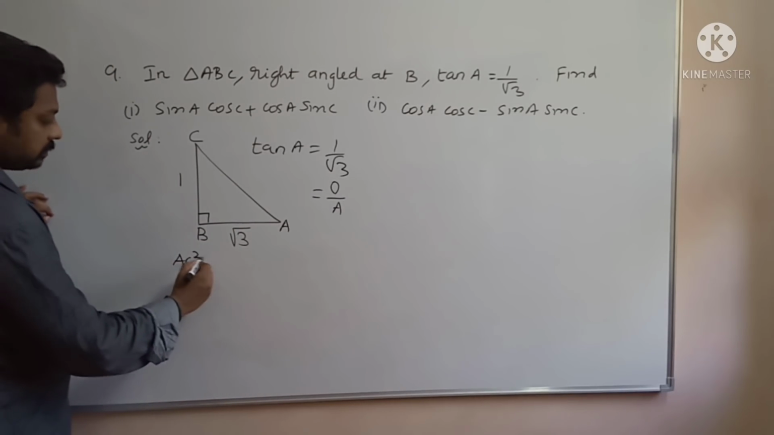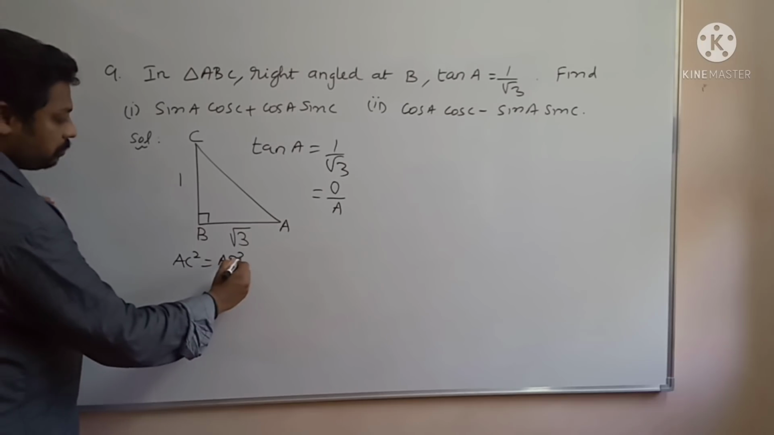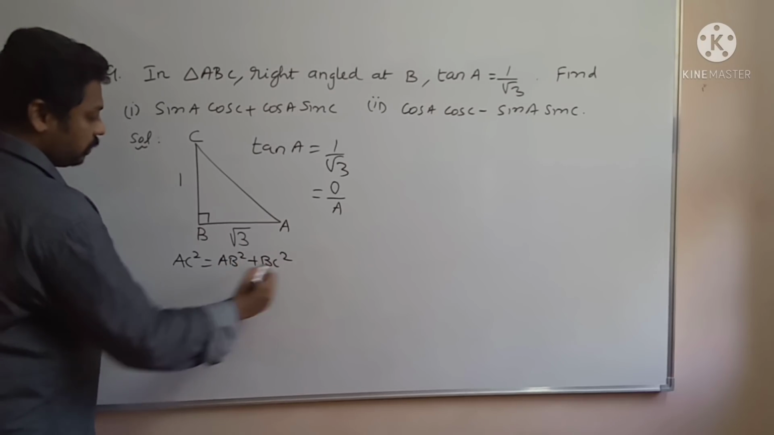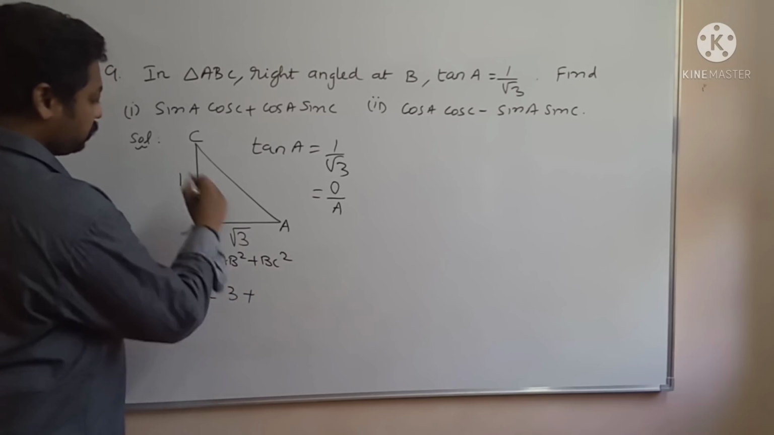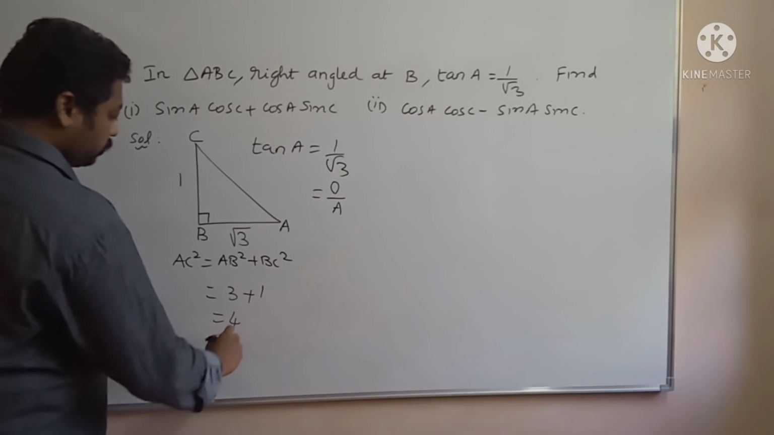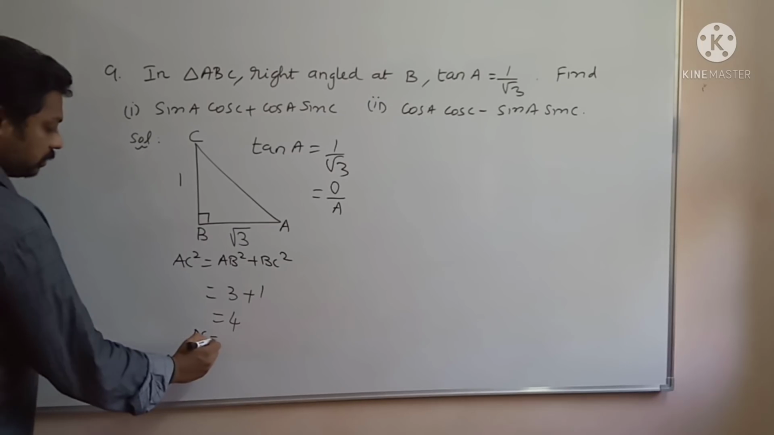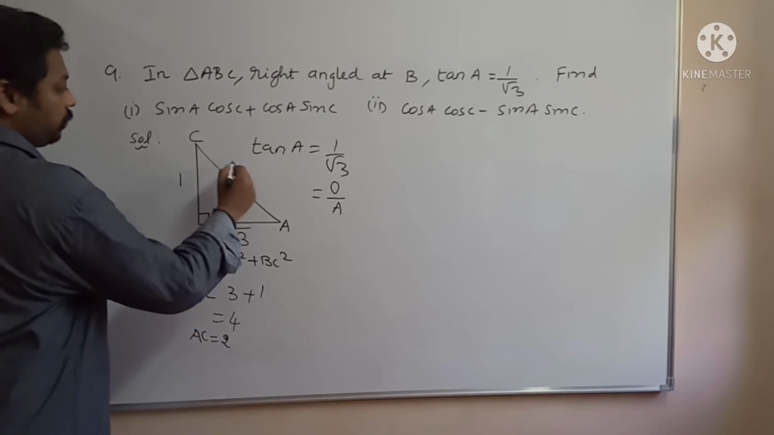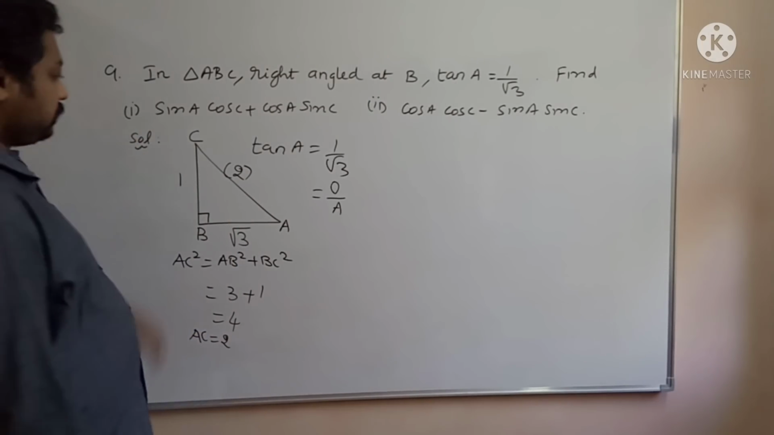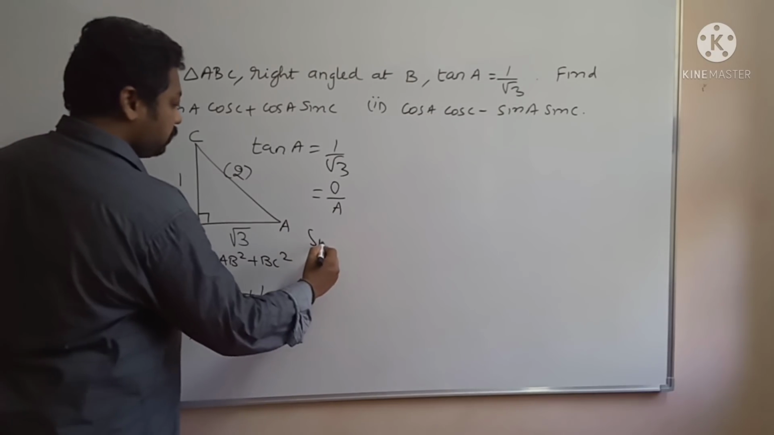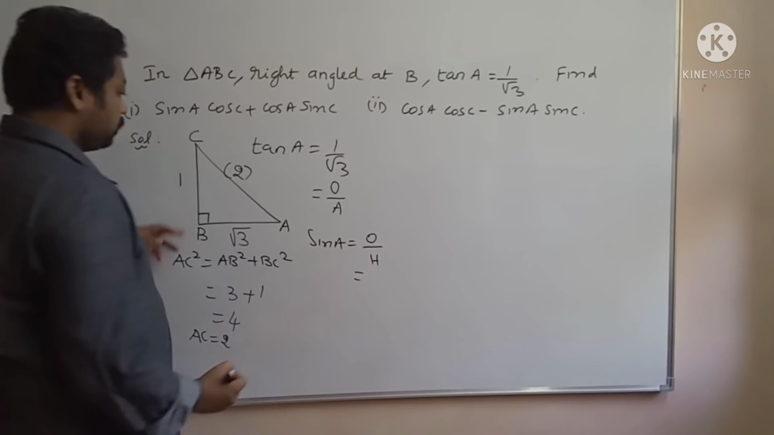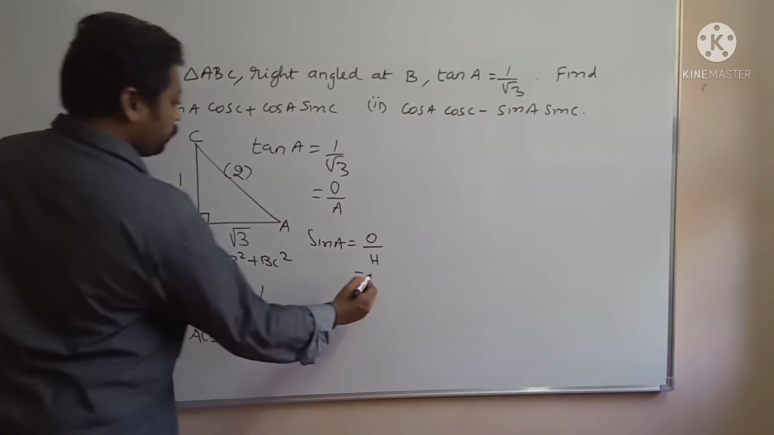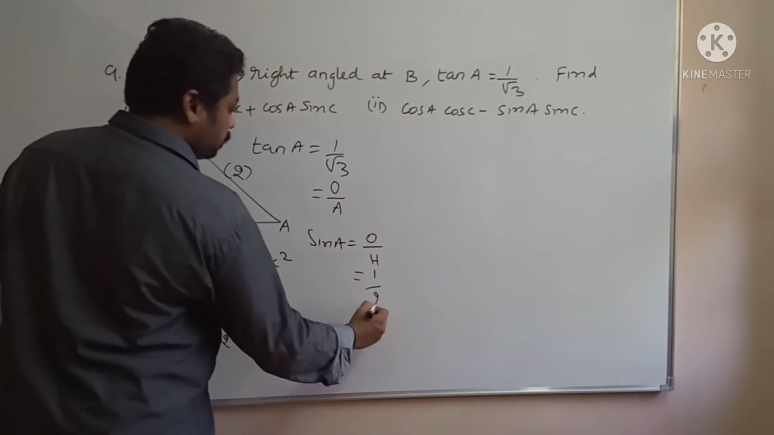We apply the Pythagoras theorem in the right angle triangle ABC. Hypotenuse AC square is equal to AB square plus BC square. AB square is root 3 square, which is 3, plus BC square, which is 1. So AC square is 4, and AC is equal to 2. Now we find sin A. Sin A is opposite side by hypotenuse, so opposite side 1 by hypotenuse 2.